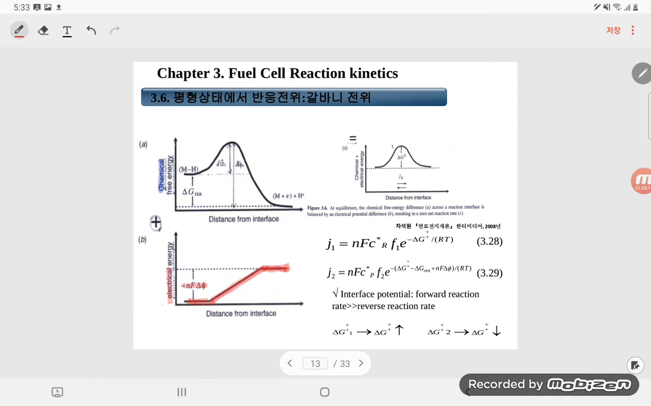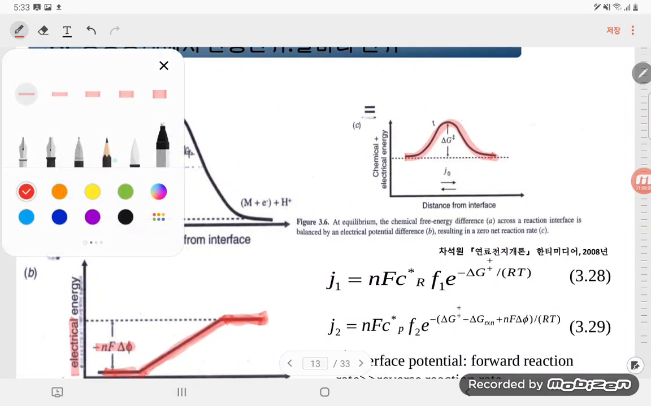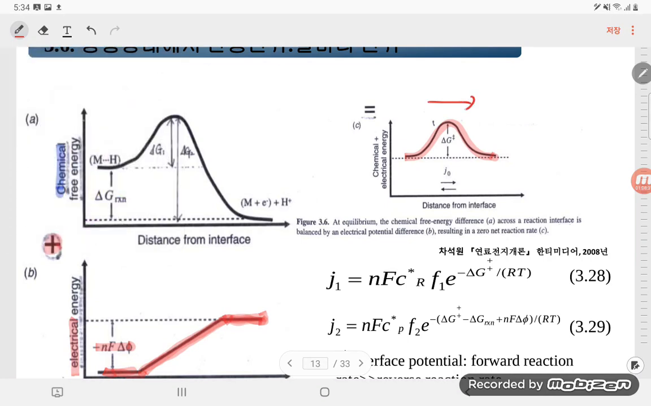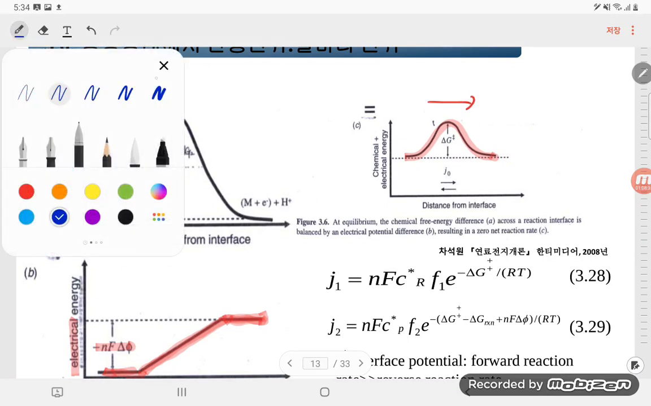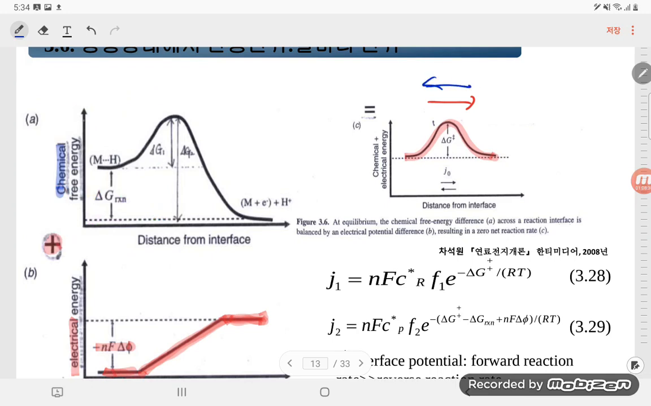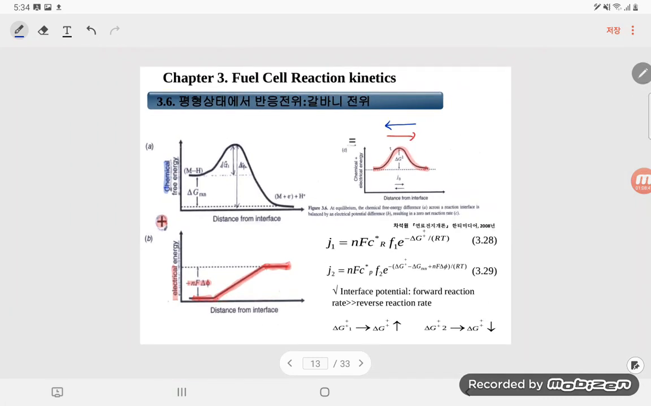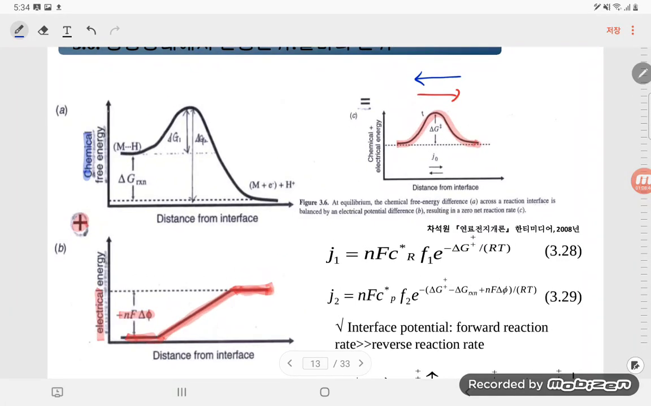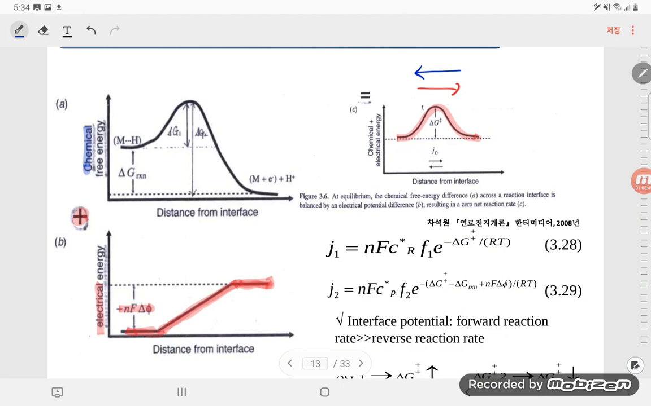And if we sum up these two potentials, the chemical and electrical potential, then we can get this one, right? This one. That means the forward reaction and the reverse reaction have the same activation barrier. That means it is in equilibrium, right? So at equilibrium, the chemical free energy difference across a reaction interface is balanced by an electrical potential difference.